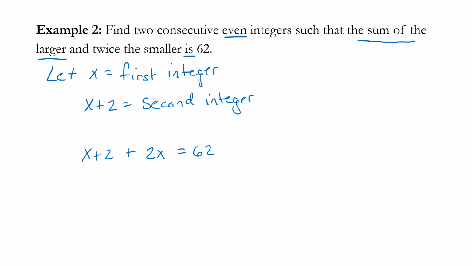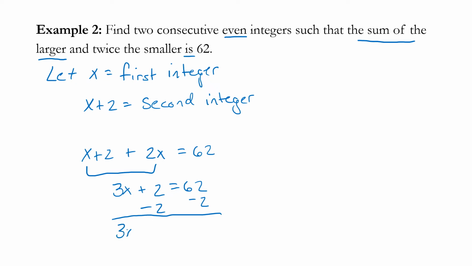So now I'm going to add these, so x plus 2 plus 2x, the x and the 2x are like terms, so I'm going to combine them to get 3x plus 2 equals 62. Now I'm just solving that equation, so subtract 2 from both sides, 3x equals 60, and now divide by 3 on both sides, and you get x is equal to 20. So now we're going to do a check to see if that is right.